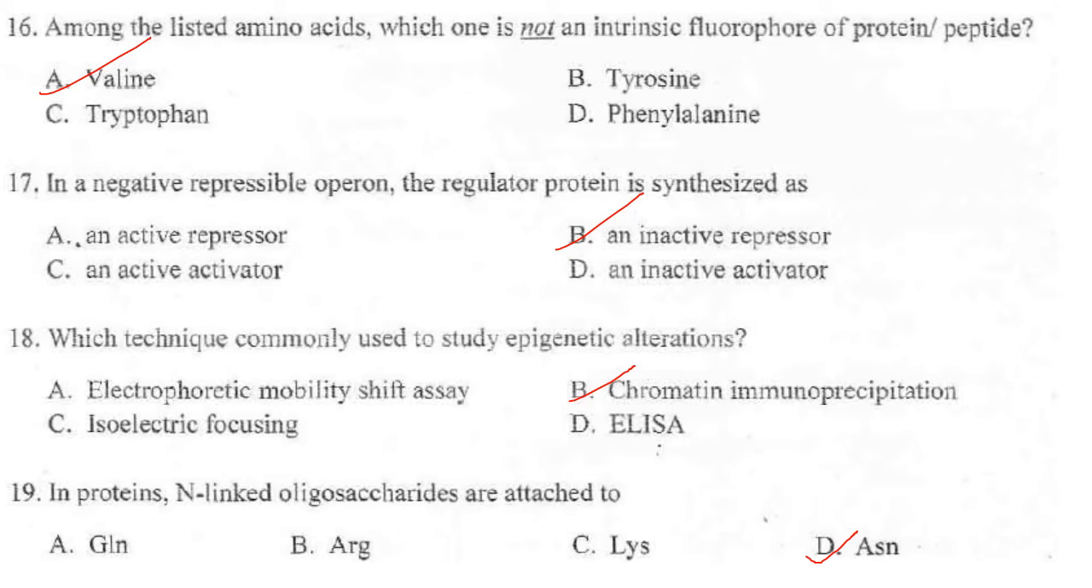So the answer is option B, that is an inactive repressor. So in the negative repressible operon, the regulator protein is synthesized as an inactive repressor. So the answer is option B.